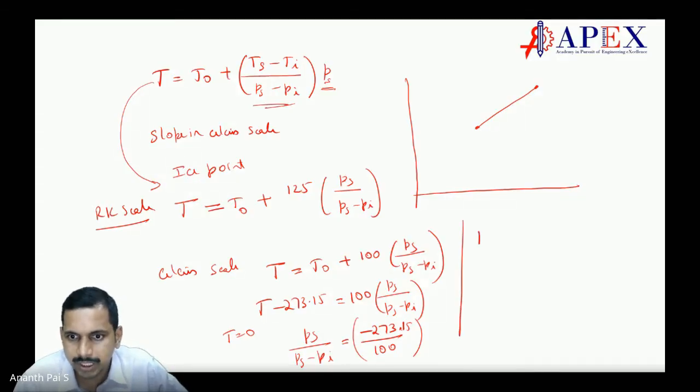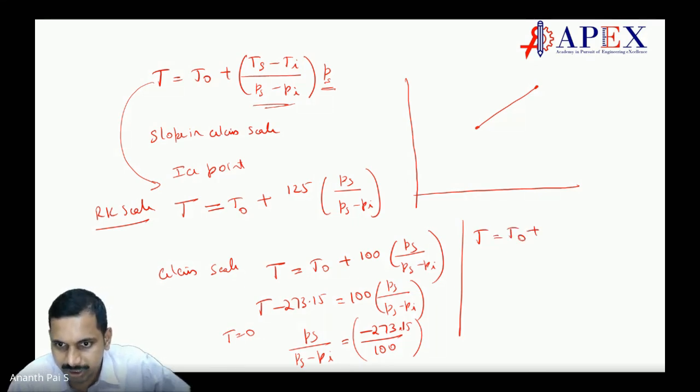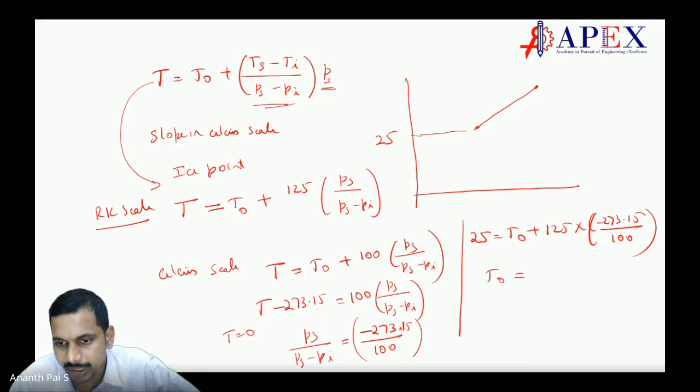So we have to say T is equal to T naught plus, what is T naught? We have to see. So we'll put this as 0 here, same temperature. Okay, ice point. No, here in ice point we will put not 0. If it is ice point, we are taking it as 25. So we put 25 here, and here instead of this you say 125 into PS minus PI is minus 273.15 divided by 100, and then you get T naught in the RK scale.